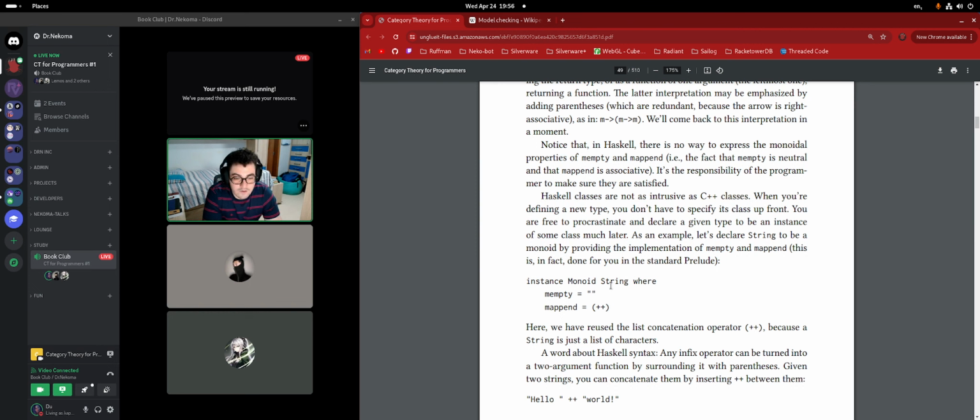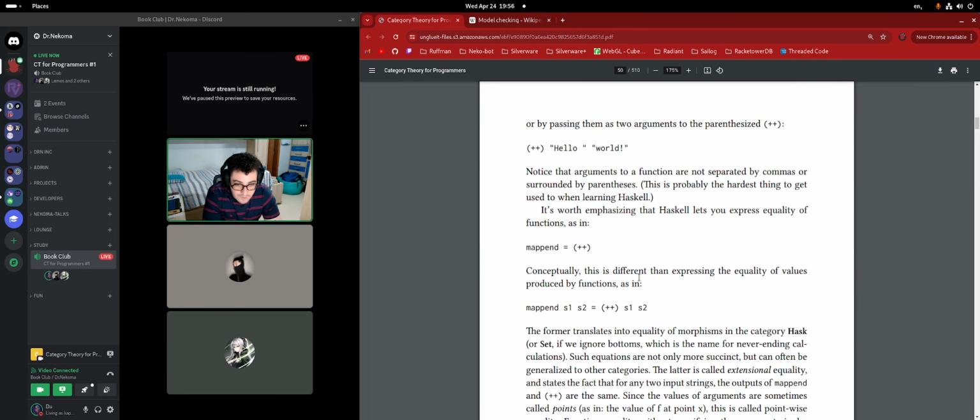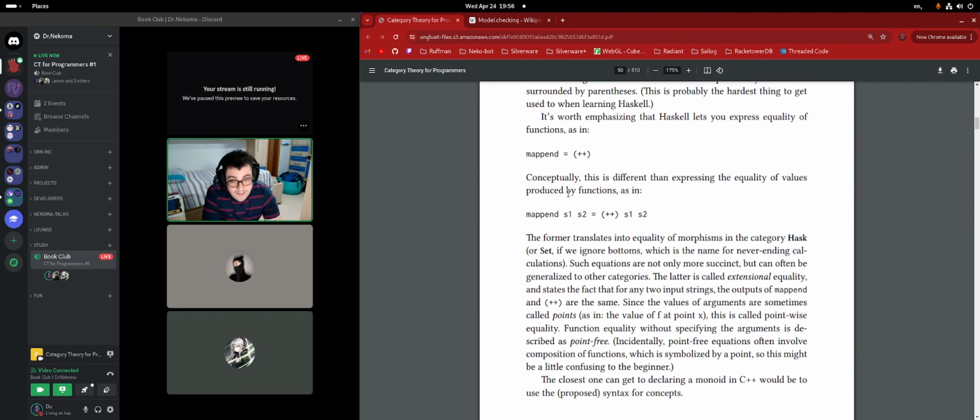So the empty for a string is basically the empty string, and the mappend is concatenation. So this is just how to transform things into other things. This is very interesting. I never thought about it, but there is something called extensional equality, which basically means that... what is the difference again?